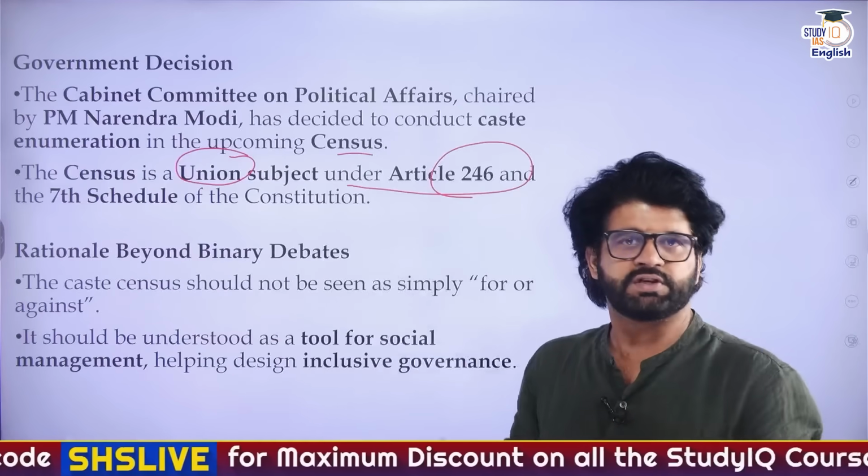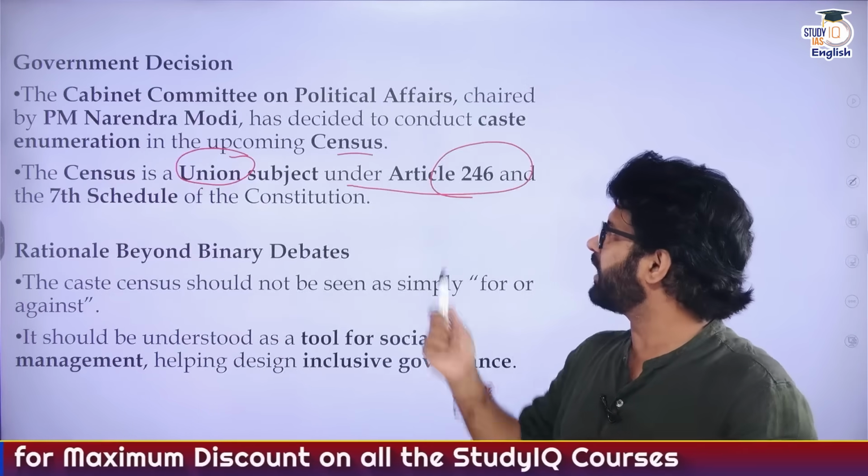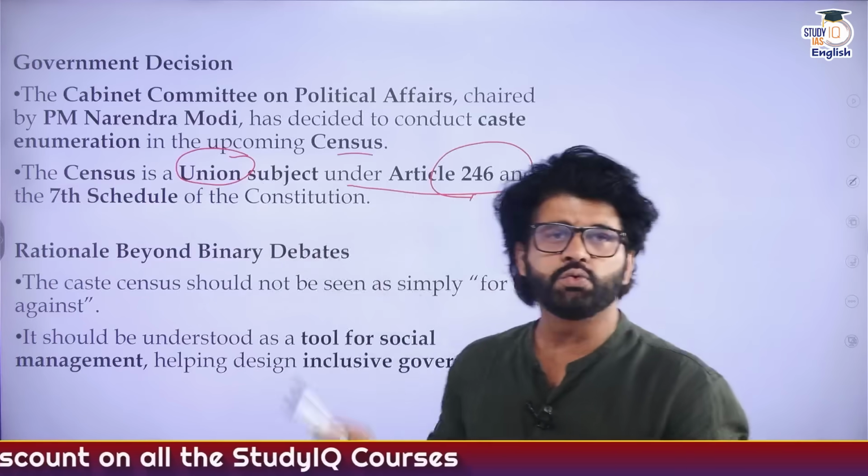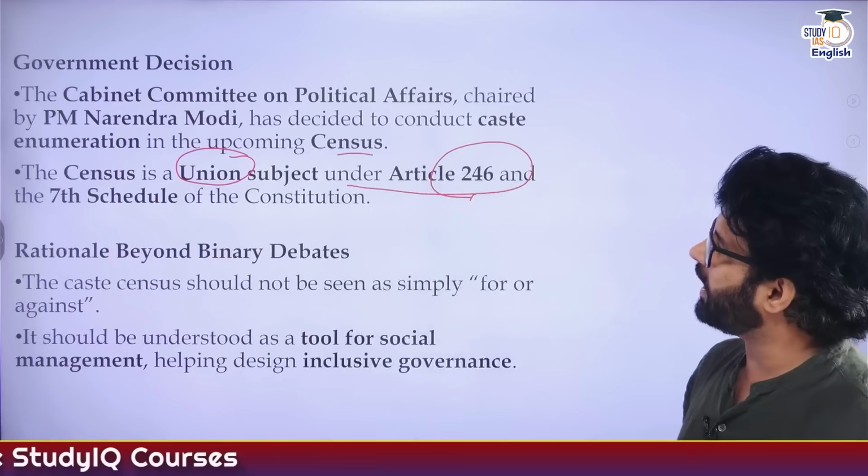They can even give you census is a state subject under Article 246. Then also it will be wrong because it's a union subject. Also pay attention to the article number.